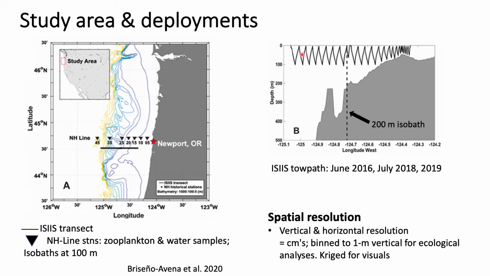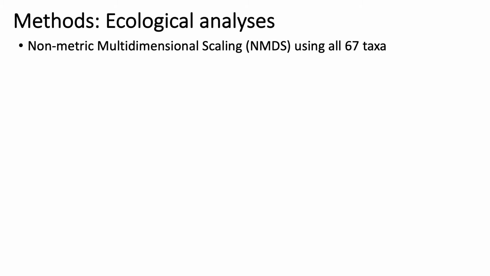The spatial resolution of the data we gather is in the range of centimeters, which is then binned into 1 meter vertical intervals for analyses. When we look at distribution maps, we also use kriging maps, but these are not used for the actual analyses. To start off, we used NMDS analysis for data exploration.